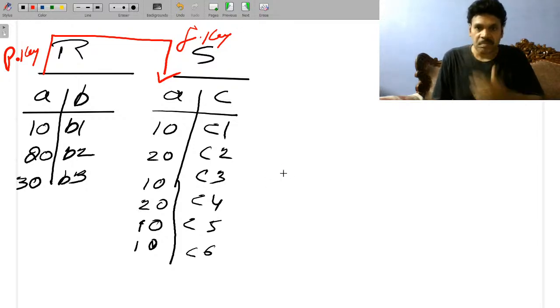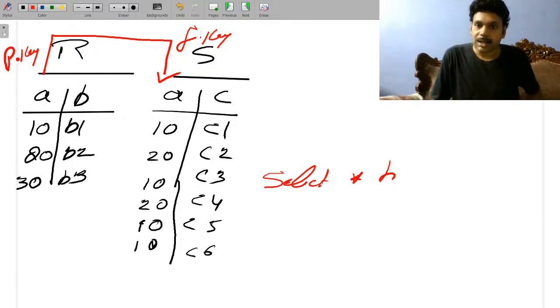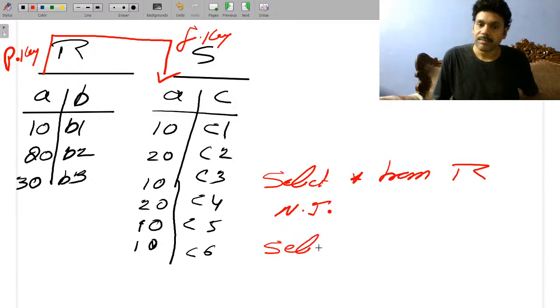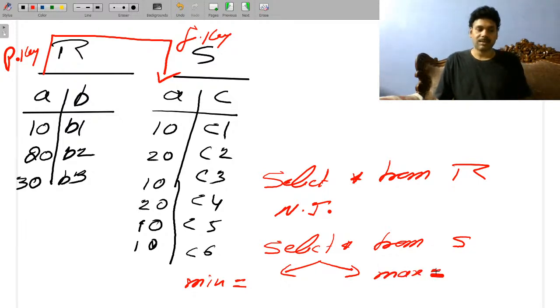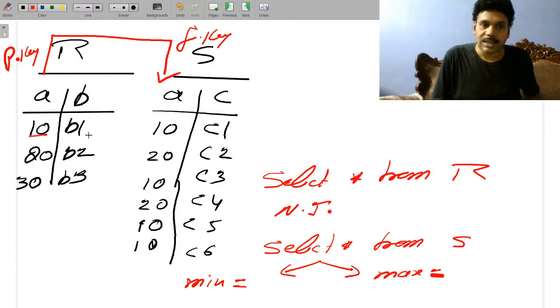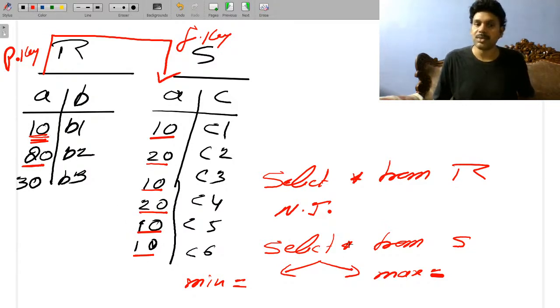Now tell me, select star from R natural join select star from S. Tell me, minimum how many tuples you are going to get, maximum how many tuples you are going to get. Please observe. This 10 can map with this 10, this 20 can map with this 20, and so on. So how many rows you are going to get? 1, 2, 3, 4, 5, 6, 6 rows.